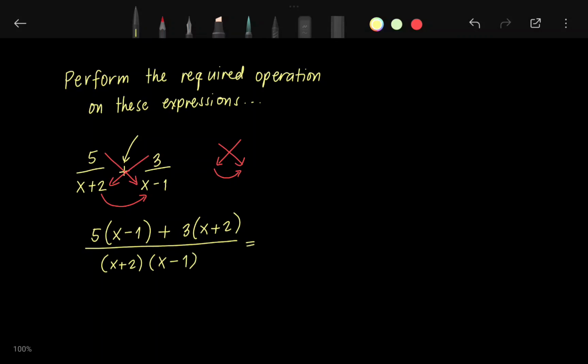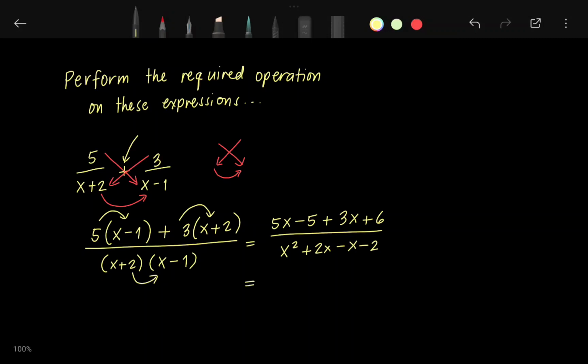This one, we simplify. So, we are distributing the 5, so that's 5x minus 5. And then, distributing the positive 3, so that's plus 3x plus 6, all over. This is FOIL: x squared plus 2x minus x minus 2.